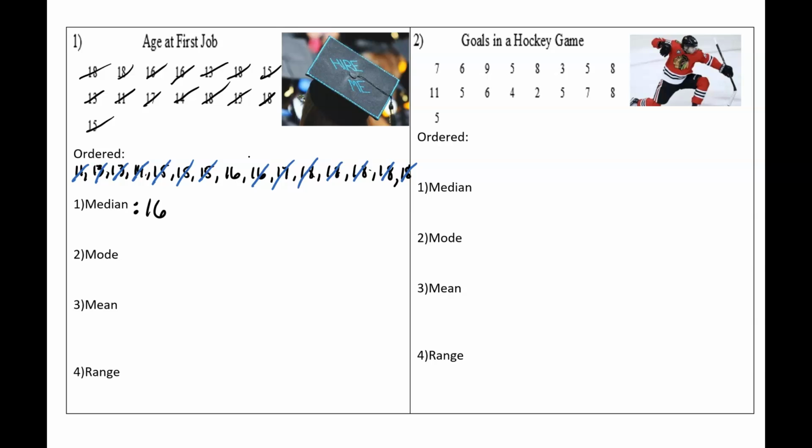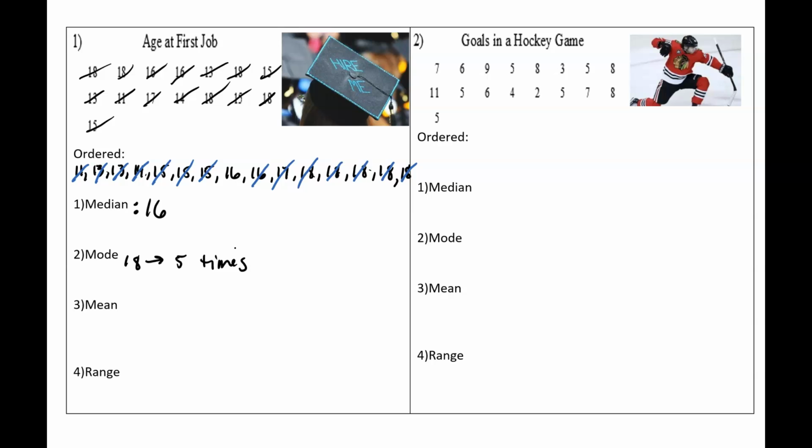The mode, which one occurs the most? Well, 18 occurs, and it occurs 5 times. That's how I know it's the mode. Remember, you can have multiple modes, like if 2 numbers occurred 5 times, then those both would be the mode. You could also have no mode. If no numbers occurred more than once, then there would be no mode, right?